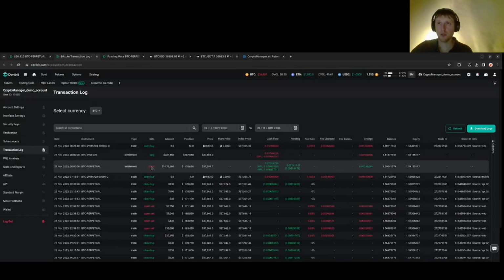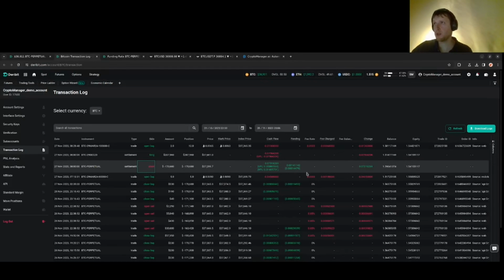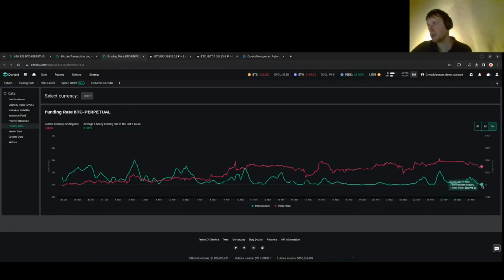we have a long position or short position on BTC perpetual futures in Deribit, and each day we receive funding or we pay funding. So yesterday we received this amount of funding for having a Bitcoin short position for $170,000. This happened because funding on Deribit yesterday was about 0.01%. On average maybe a little bit less, 0.0606. So the funding rate was positive.